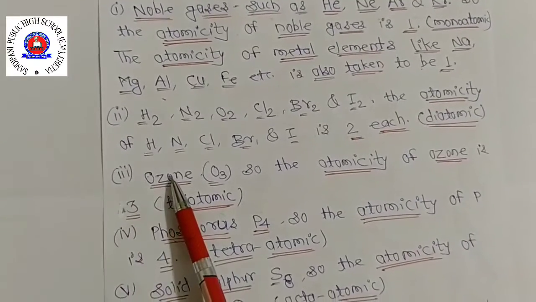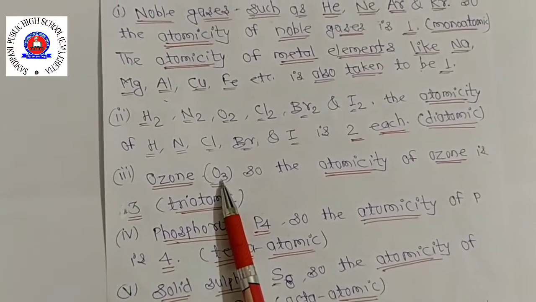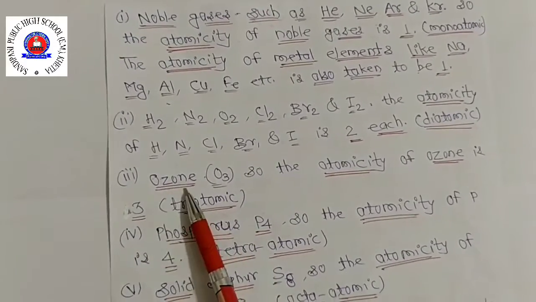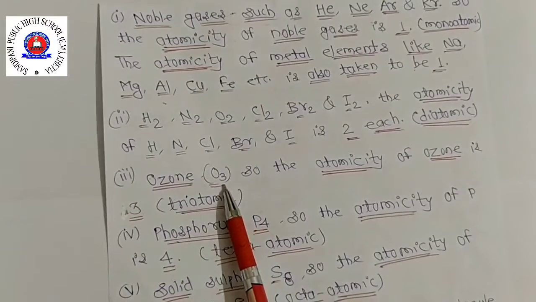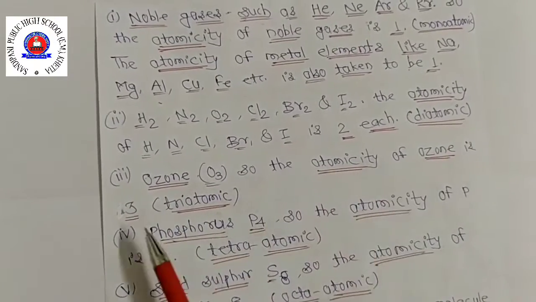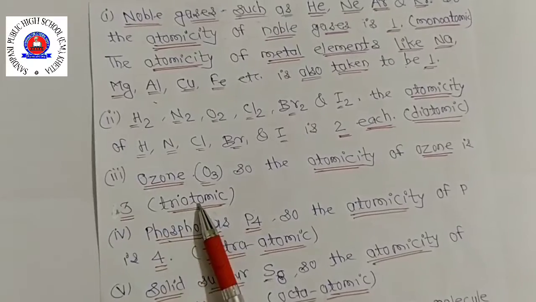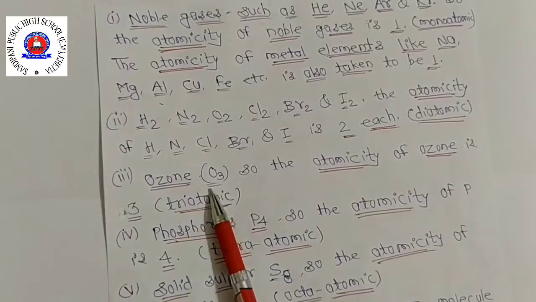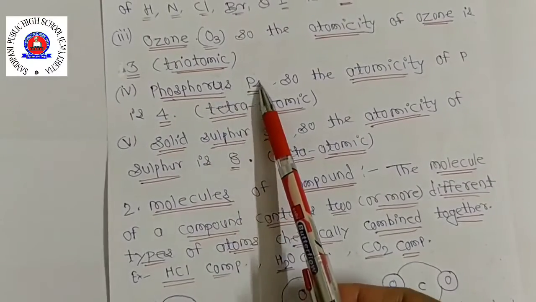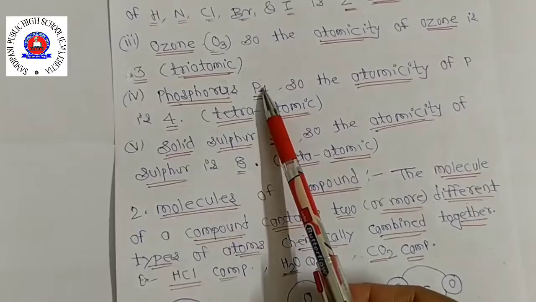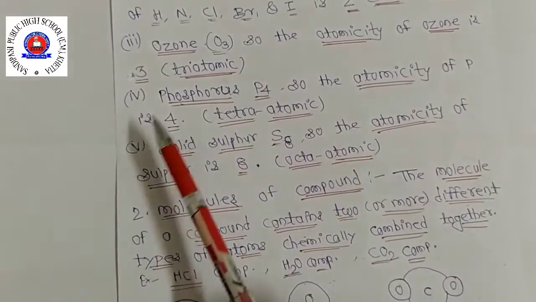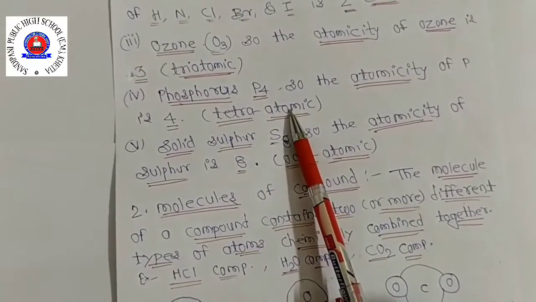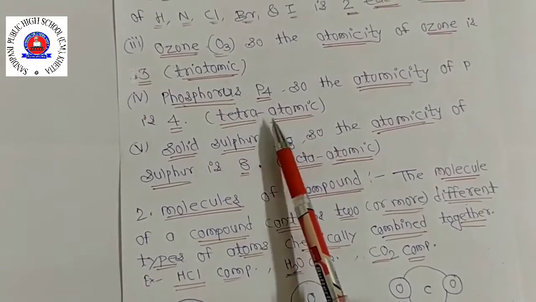Now next, ozone. Ozone has 3 atoms in its molecules. Okay, look here, O3. So the atomicity of ozone is 3, means that ozone is said to be triatomic because it has a 3-atom molecule. Now phosphorus has 4 atoms in its molecule. So the atomicity of phosphorus is 4, means having 4 atoms, tetraatomic. Phosphorus is said to be tetraatomic.